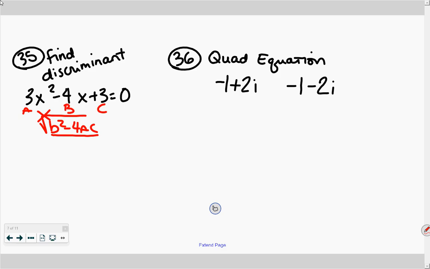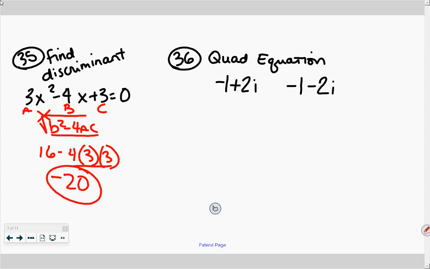Okay, so I'm going to square my B, which is 16. It's negative 4 times negative 4. And then I got 4 times A times C. Okay, so then you would multiply these guys and subtract 16, so you're going to get a negative number, because 4 times 3 is 12, and then 12 times 3 is going to give you a big number. So we've got an 8, which is 13. Okay, we're going to subtract it, and you get a negative 20. So that is your discriminant. Okay, so discriminant is just this part of the equation, not the square root.